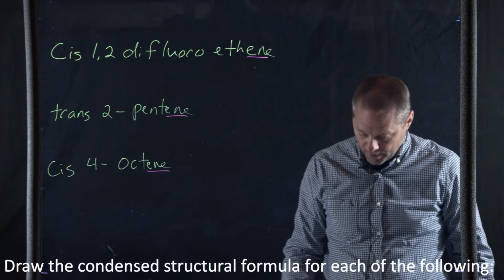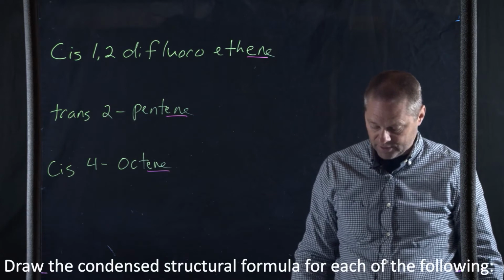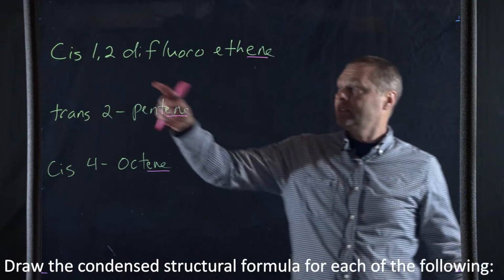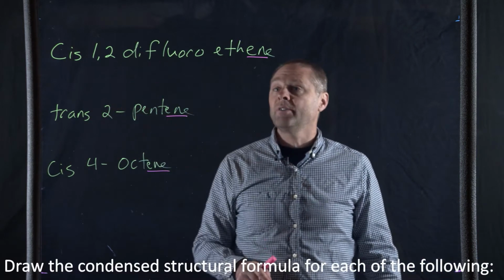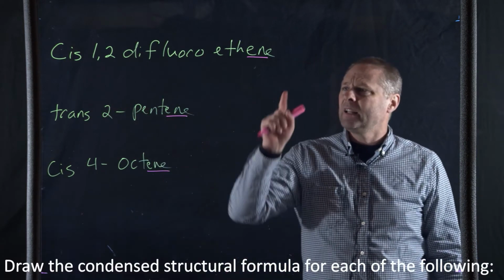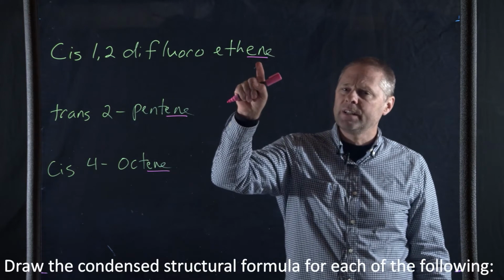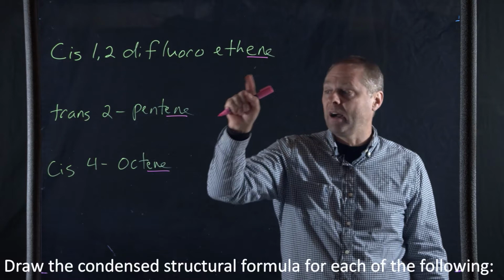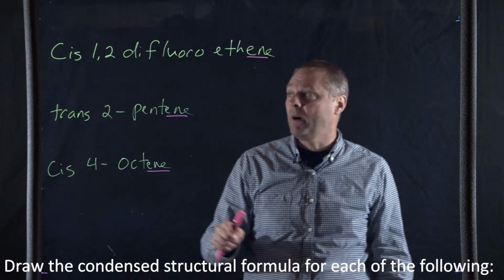All right, in this problem, what it states is it says to draw the condensed structural formula for each of the following. Now, this is cis-1,2-difluoroethene. Now, this is a different ending than what we've seen before. The other ones we had ane. This is ene, which means it's a double bond. So all these are going to contain double bonds.